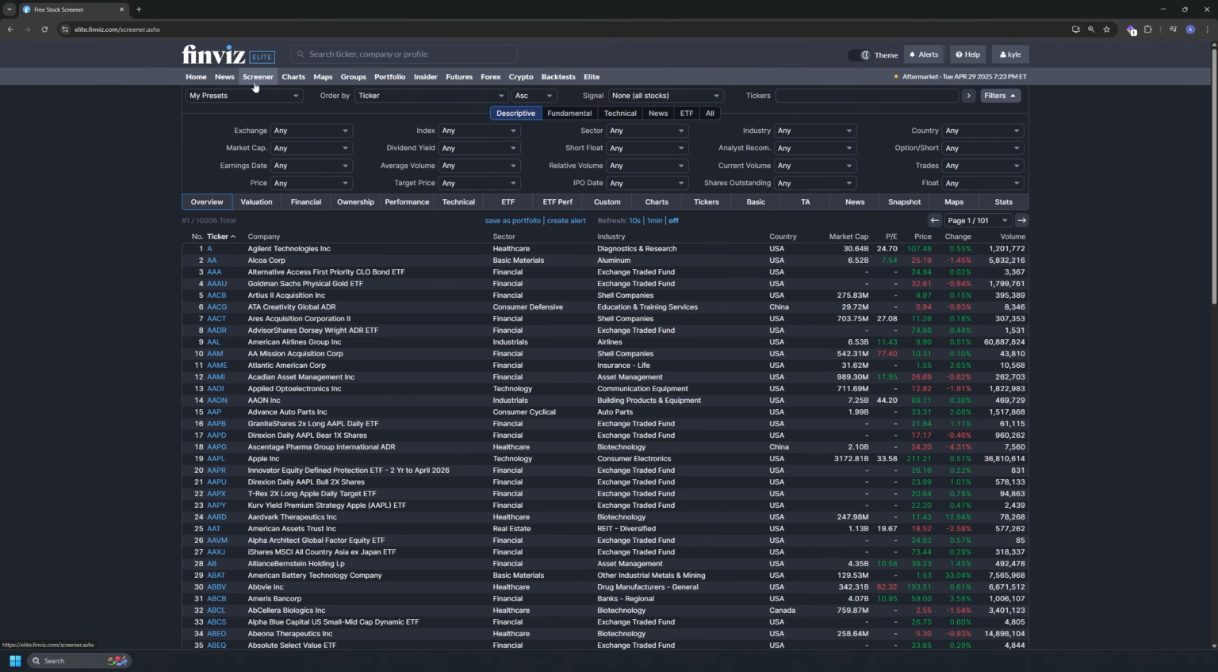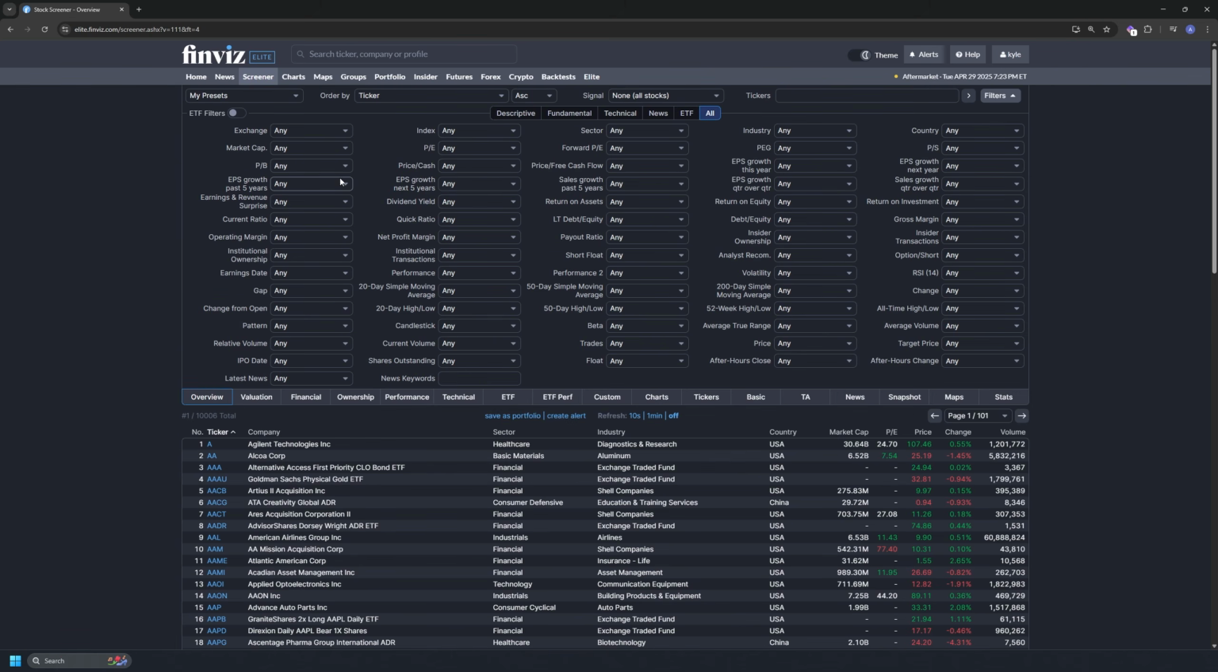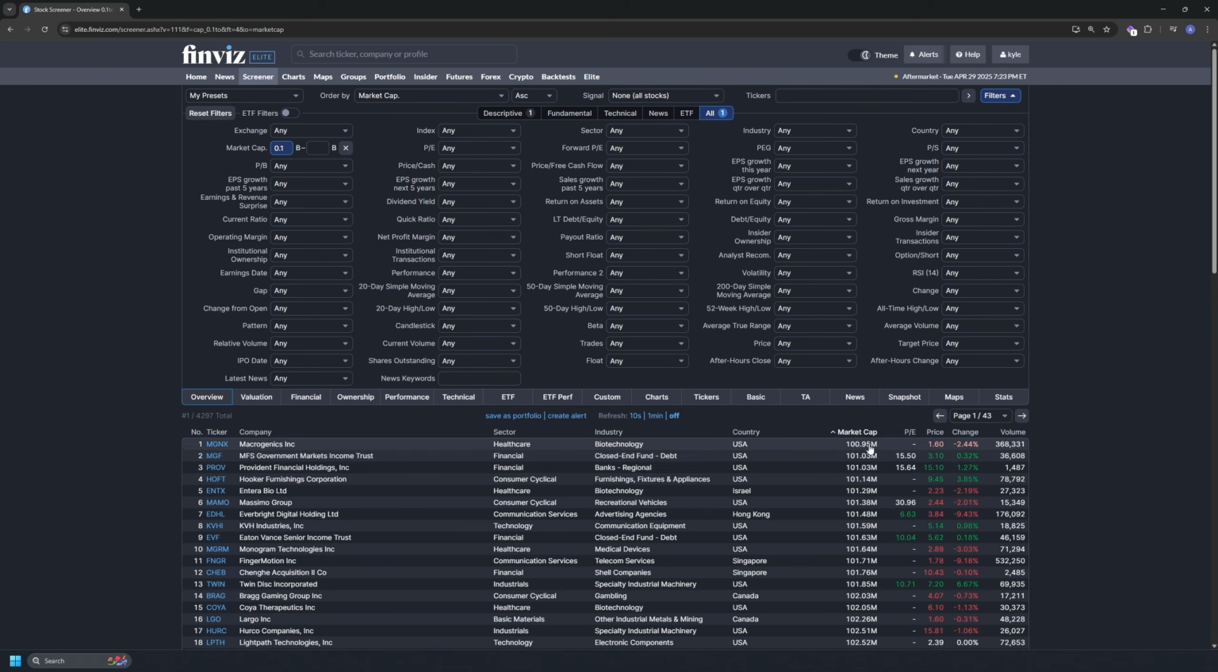So to filter for these stocks, you can head over to screener and then go to all, and the first thing we're going to be looking at is the market cap. When we're looking for earnings stocks, we definitely want something that has a real market cap. So this is going to be important. We're going to be adding a market cap, and over here we can add 0.1, and we can see that it's going to be for stocks with at least $100 million in market cap.